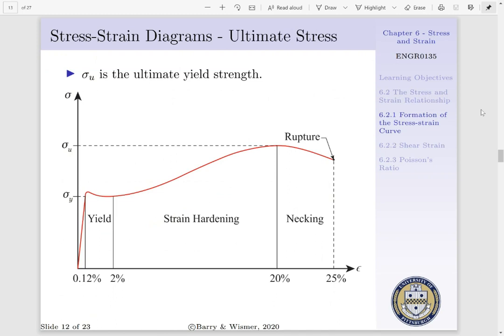Sigma U is our ultimate strength of the material. This is the maximum strength that our material can withstand. Now note that sigma U exists when we have about a 20% strain within our system. We do not ever want to take this as a design point, for we had major deformation within our system.